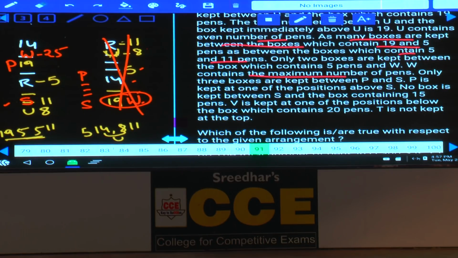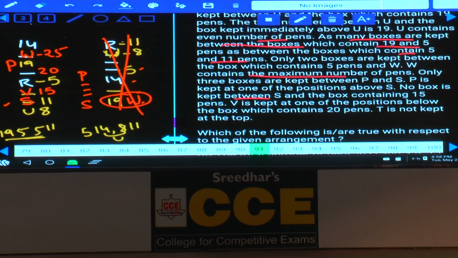Then if S is 11, no box is kept between S and the box containing 15. Between S and 15 there is no box. Hence in between R and S there must be 15 pens. And V is kept at one of the positions below the box 20. And V is below 20. As V is below 20, tell me where should this 20 be? 20 must be here. As 20 is here, V must contain 15.